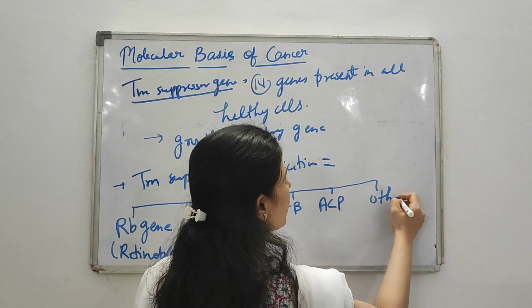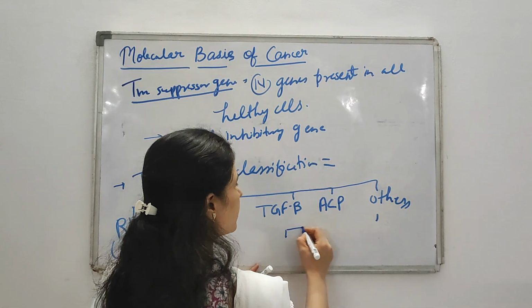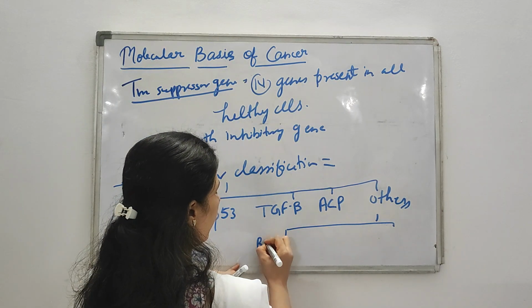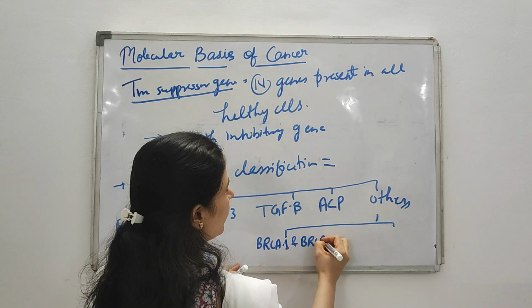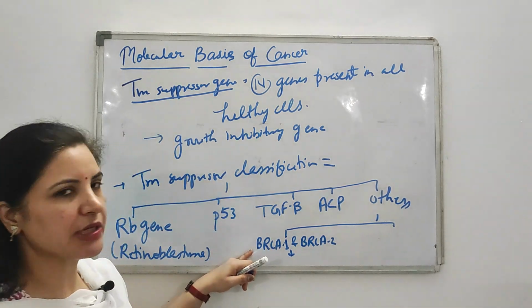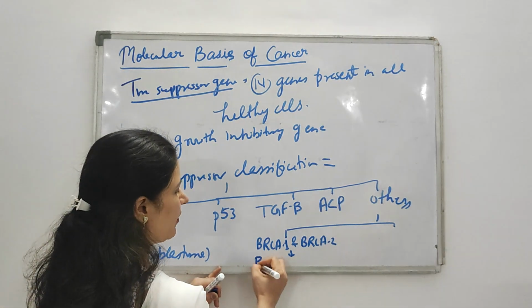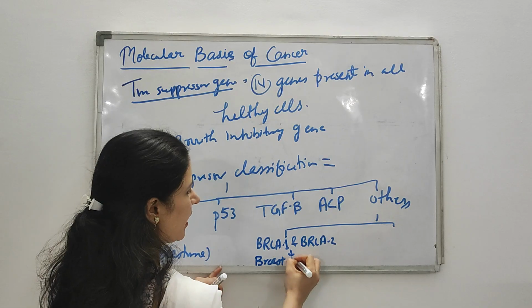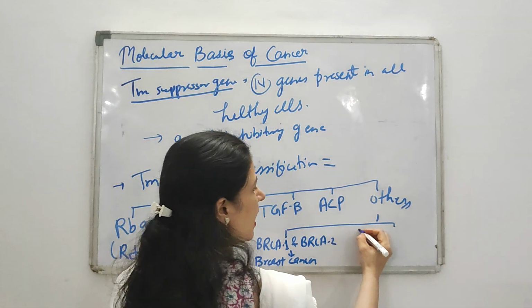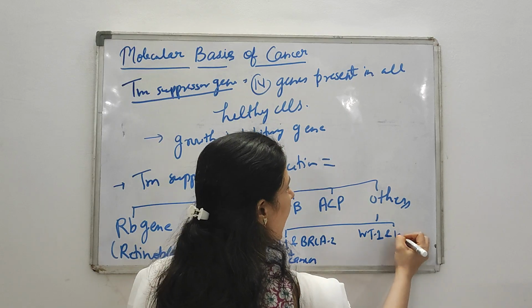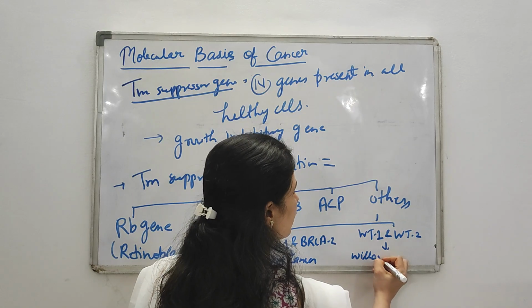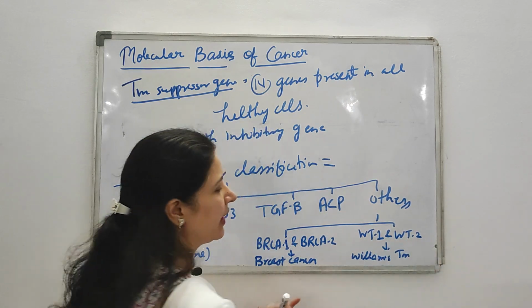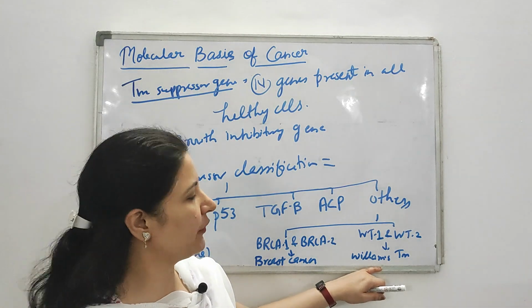In others, we mainly include two kinds of tumor suppressor genes, that is BRCA1 and BRCA2. When these BRCA1 and BRCA2 genes are mutated, they cause breast cancer in humans. Clear, everyone? So these are tumor suppressor genes. The other is the WT1 and WT2 genes, which are associated with Wilms tumor in human beings. This Wilms tumor is a childhood tumor of the kidney. So this is the classification of tumor suppressor genes.